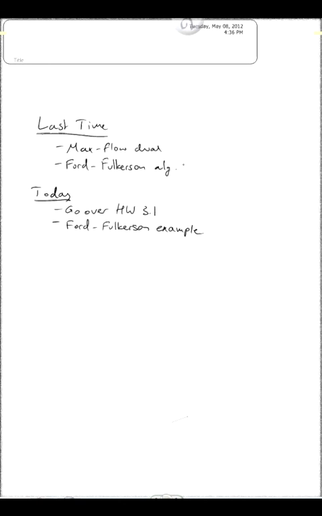So we got as far as describing how the algorithm works, but we didn't see an example of running the algorithm yet. And the plan for today is to first start by going over some of the key concepts present in homework 3.1. And after we're done with that, to go back and do an example of Ford-Fulkerson in the way that that algorithm solves the max flow problem. So let's just jump right into the material by beginning with homework 3.1.